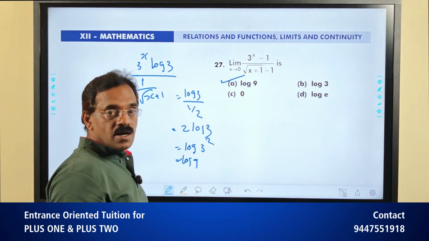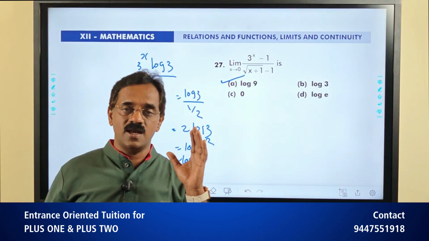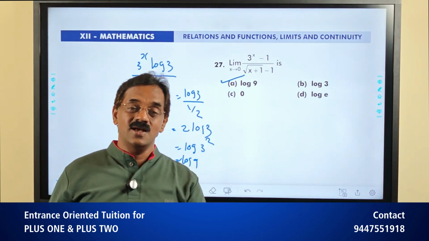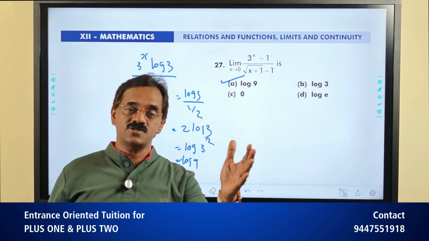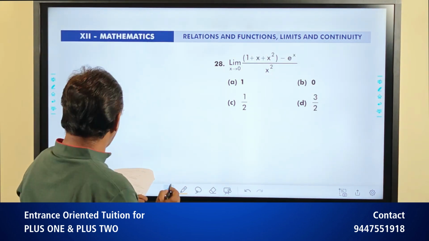So remember, when we are doing this type of questions, you should be in a position to do it without any practice work on the paper. Have a glance over that particular question, you will get the answer. Okay. Now come to question number 28.